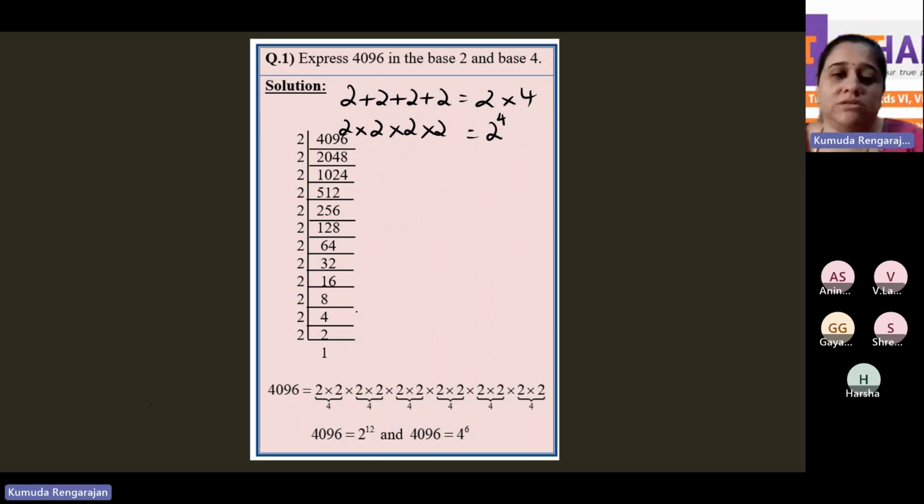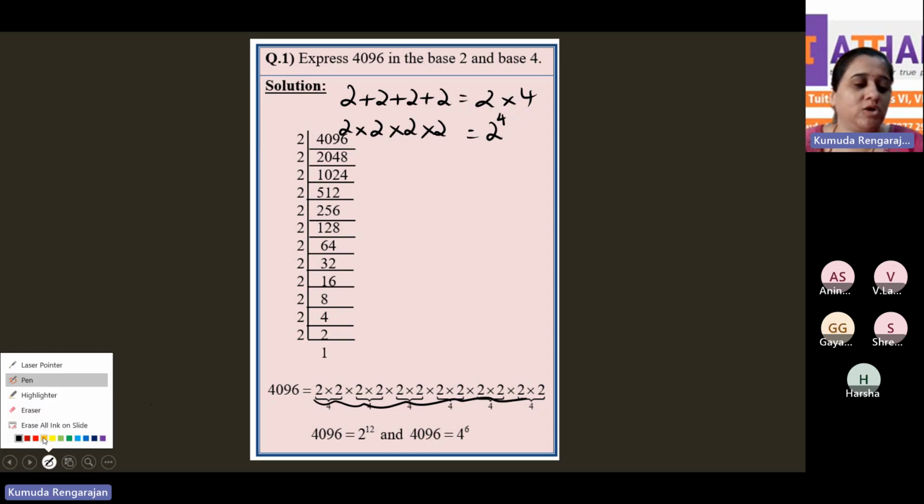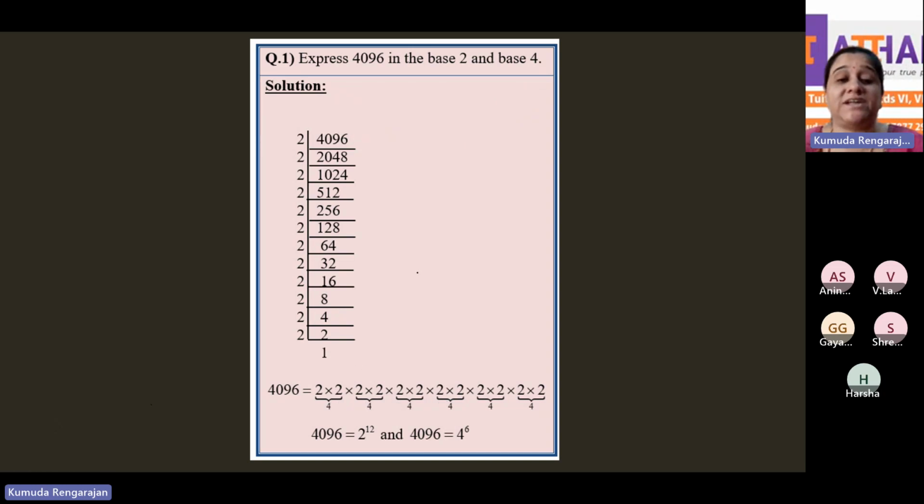Repeated addition is multiplication. Repeated multiplication is written in the exponential form. So here we have repeated multiplication, 2 multiplied with itself 12 times. So 2 raised to the power 12. That is 4096. So 4096 in base 2 can be expressed as 2 to the power 12.